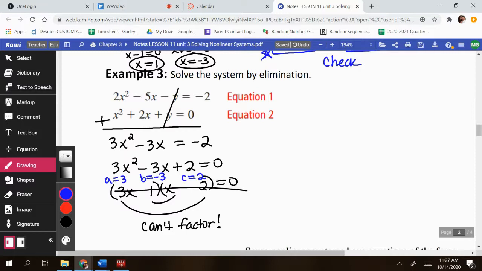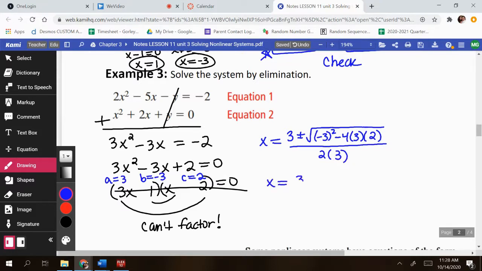Okay, so let's go ahead and do this. Here we go. x equals negative b, opposite b would be positive 3, plus or minus the square root of b squared, we have negative 3 squared, minus 4ac, a is 3, c is 2, all over 2a, and a is 3. Okay, so let's simplify that. We get x equals 3 plus or minus the square root of 9.